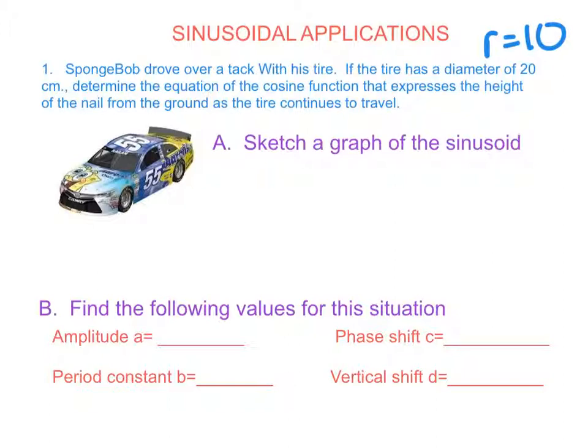And so, since we're dealing with a tire, if I want to figure out what one period is going to be for the tack to go from the ground to the high point and back to the bottom, it's going to be C equals 2 pi r. That's the circumference of a circle. So my circumference is going to be 2 pi times 10. So 20 pi is going to be my period.